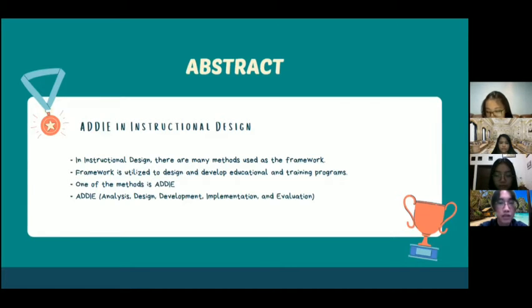One of the methods can be called the framework. Each framework is utilized to design and develop educational and training programs. So remember, it is not always the educational one, but other kinds of training programs are also possible. And one of the methods in this instructional design is ADDIE, and the other one that I know is CAMP. ADDIE stands for analysis, design, development, implementation, and evaluation. And this is the order of the process.